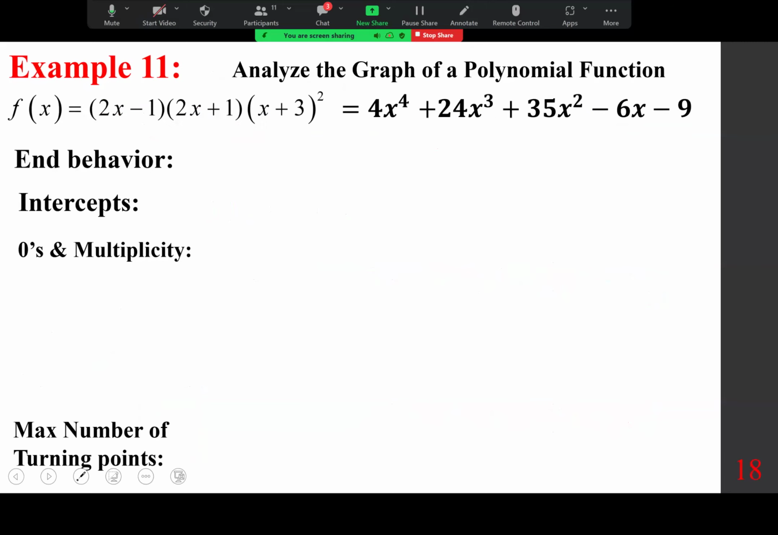Example 11, analyze the graph of a polynomial function. f of x is given as 2x minus 1 times 2x plus 1 times x plus 3 squared. If you multiply them out, you get 4x to the power of 4 plus 24x cubed plus 35x squared minus 6x minus 9. This is more important to us in order to graph them because we want to look at a bunch of stuff. And I have the steps that we want to take here, everybody. For example, we want to look at the end behavior. That's why this is handy.